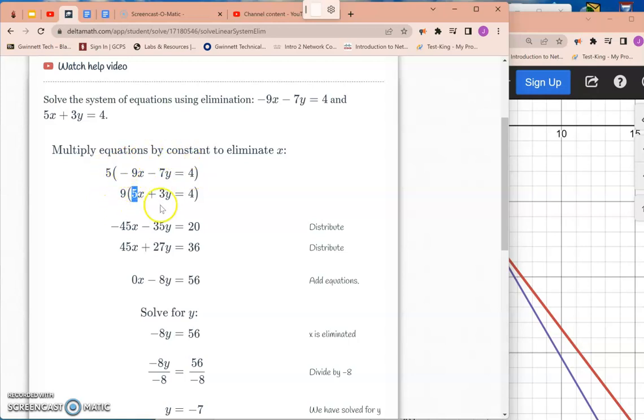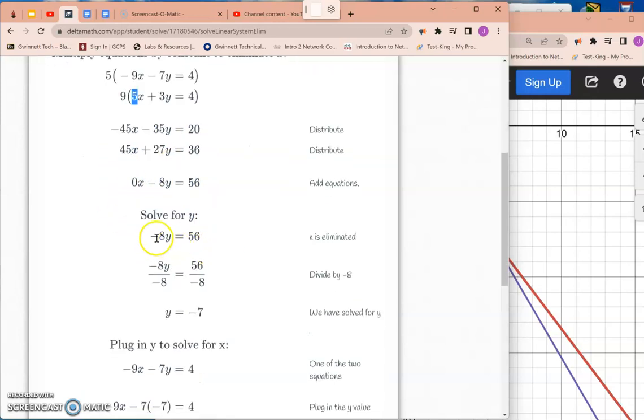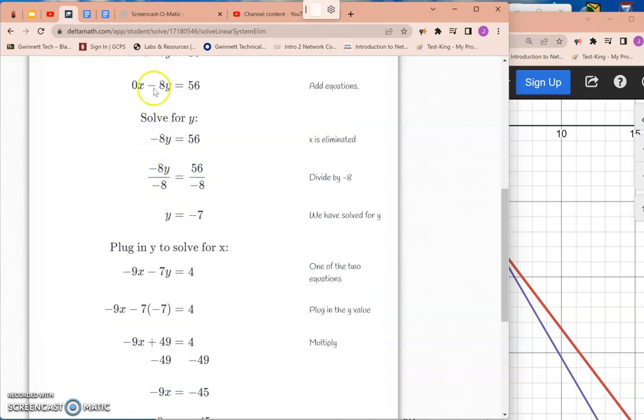If they were not opposite, you need a negative. Distribute it in. Let me see my arrows. You're going to get this line. Distribute this in. You're going to get this line right here. Then combine them. You're going to get this line. So you'll then solve for y, so divide by -8, you'll get y equals -7.